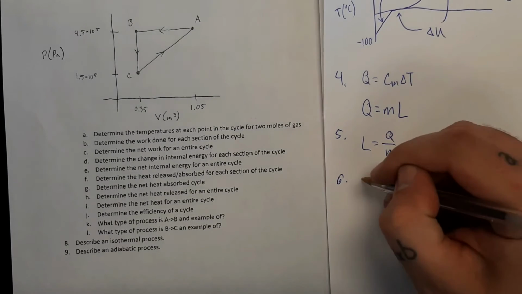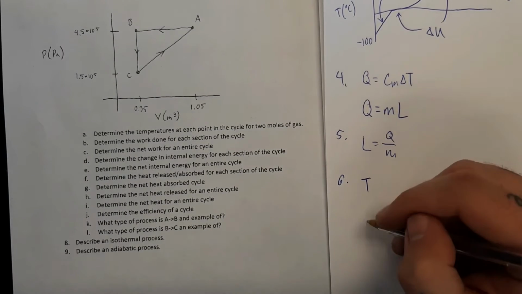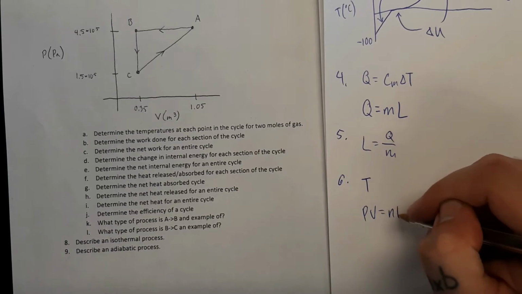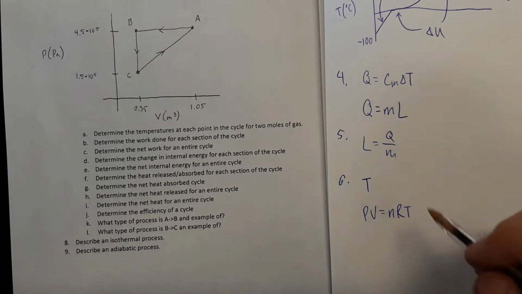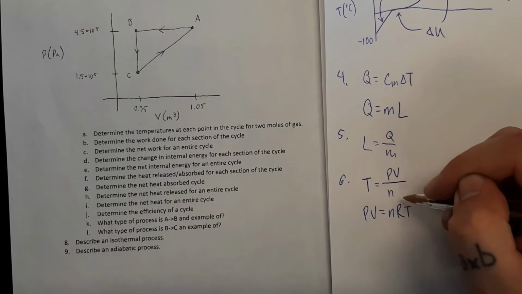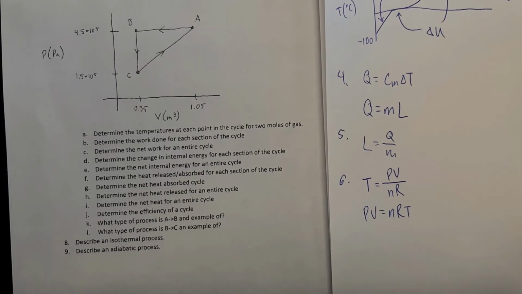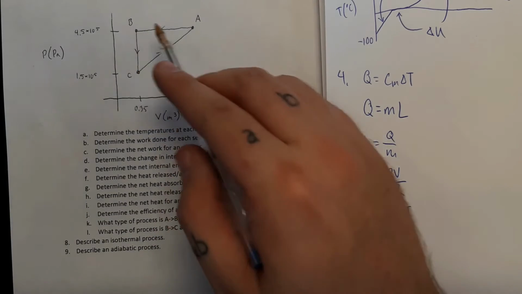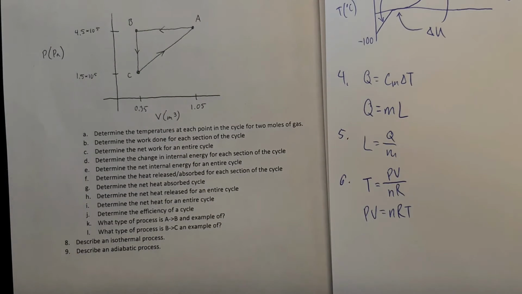So we're looking for the temperature. We can find that from PV equals nRT. Solving that for temperature, we're just going to be dividing that other stuff over. So that temperature is going to be your pressure times your volume divided by your number of moles times your ideal gas constant. Okay, so finding the temperature for each of these points here, you've got a pressure and volume for each of them.